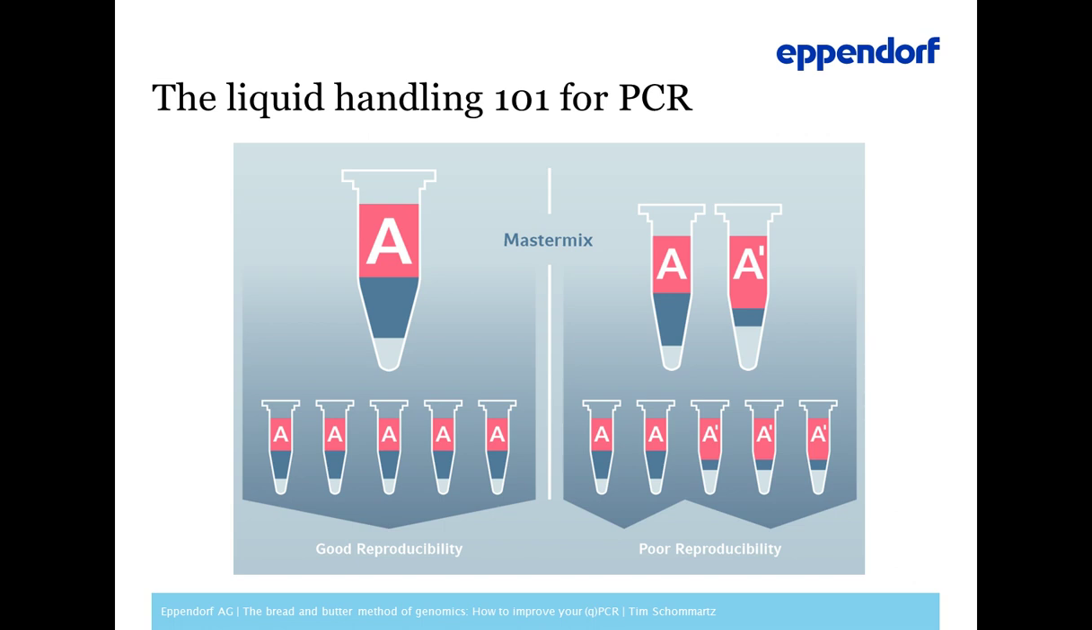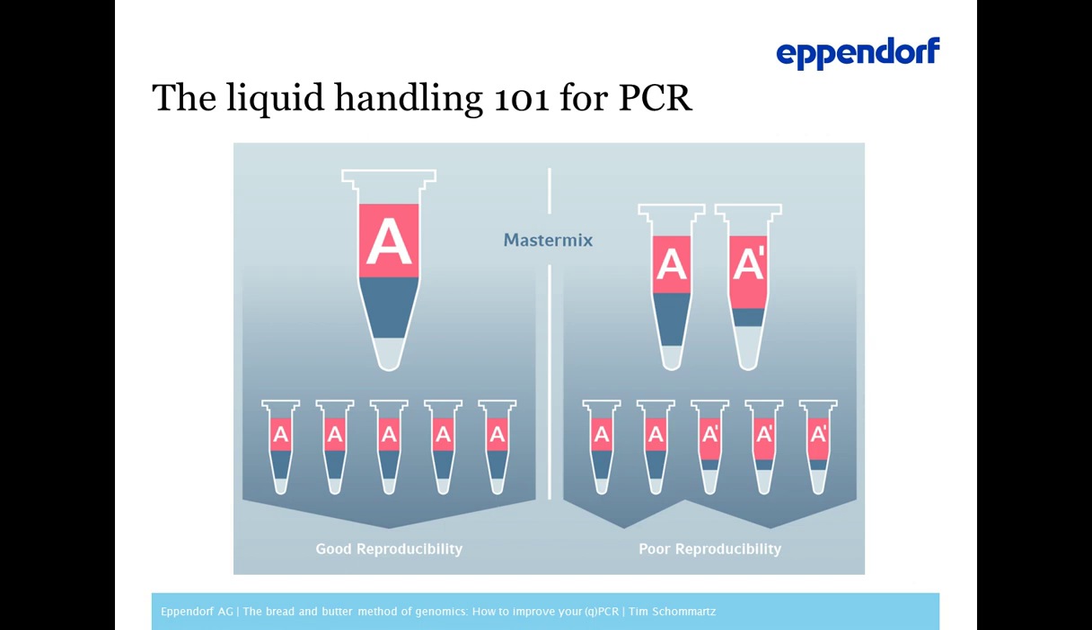So let's start with the liquid handling 101 for PCR. And if you take something from this webinar, if you just remember one thing, it should be this. If you do a PCR, always prepare a master mix. A master mix is key for a successful PCR. What you can see depicted here on this slide is that if you have several samples and you start with one master mix, you will have the exact same amount of the different components in all of your reactions. If you split up your master mix into 2 tubes, you will always have variability, and this variability will be reflected in your different samples.